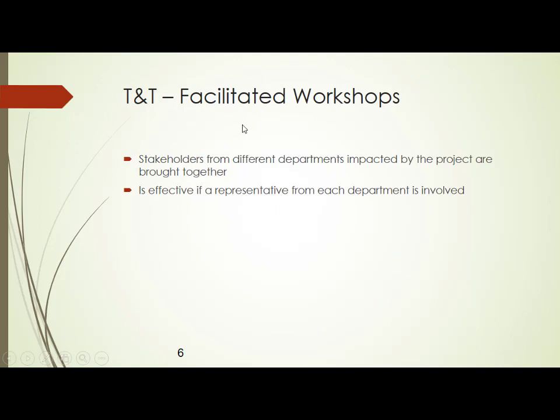Next is called facilitated workshops. So what are facilitated workshops? Stakeholders from different departments impacted by the project are brought together. So you are going to bring stakeholders from different departments. Let me tell you one example. You want to construct a flyover. In order to construct a flyover, you need to collect the requirements from the stakeholders. So who are all the stakeholders for a flyover project?